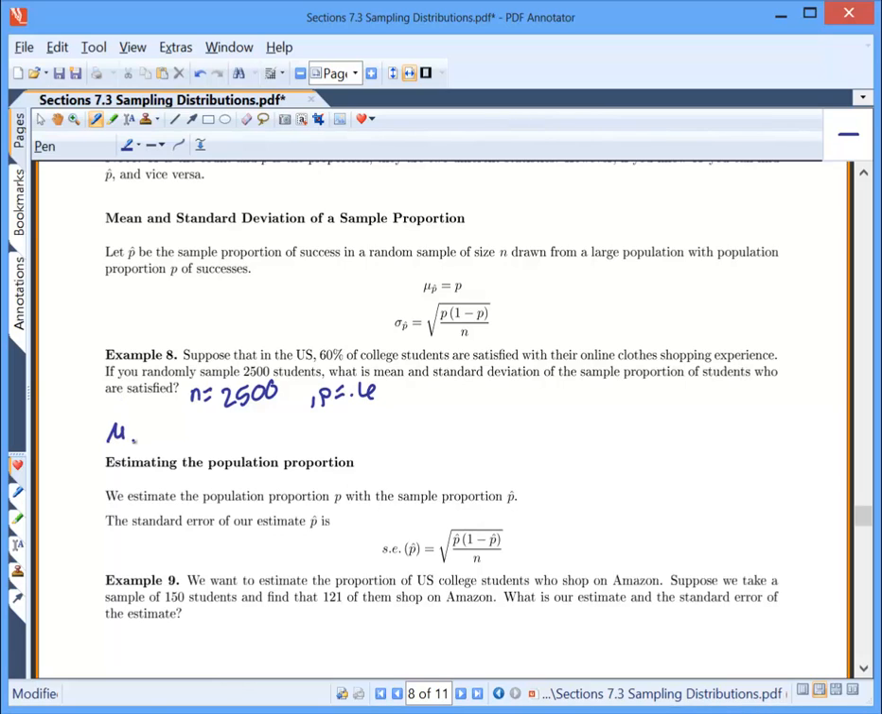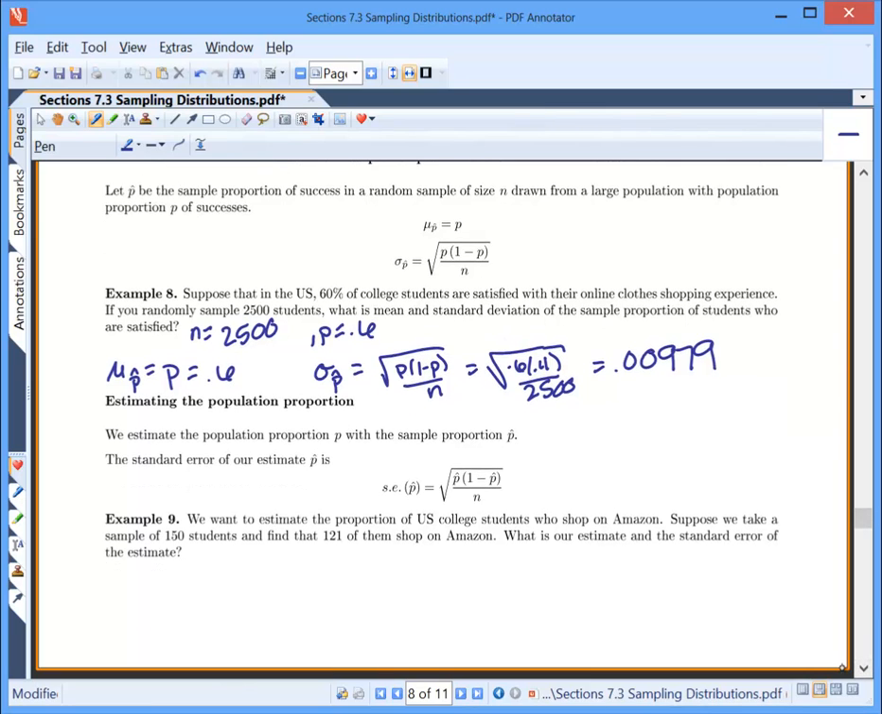So the mean for all those possible sample proportions is equal to the original population proportion, which was 0.6. And the standard deviation for all those possible sample proportions is the square root of p times 1 minus p over n. So the square root of 0.6 times 0.4 over 2,500, which is 0.00979. Okay.